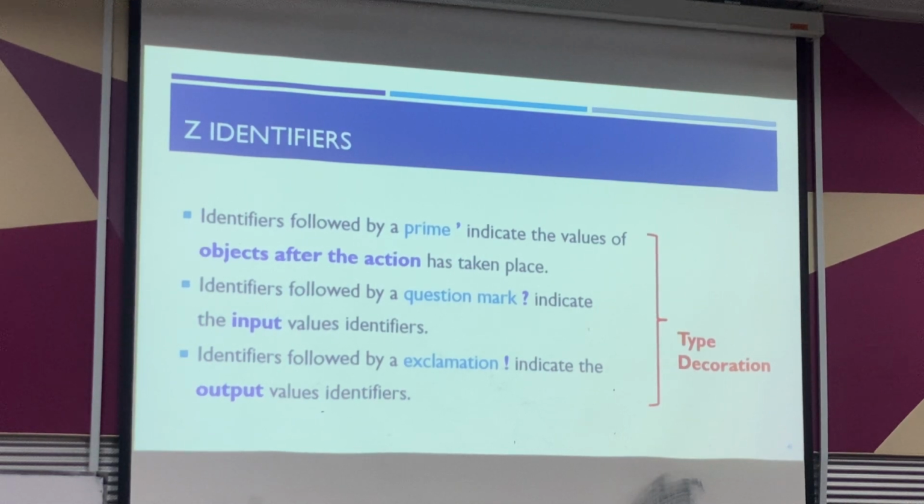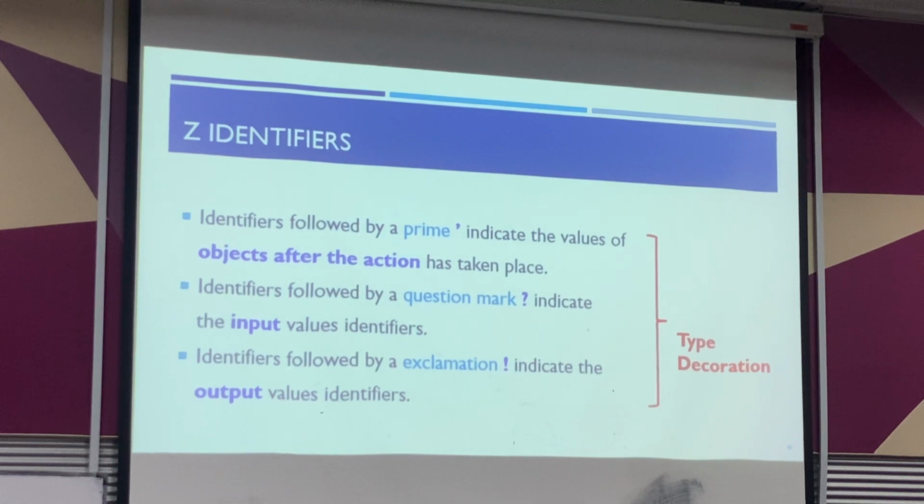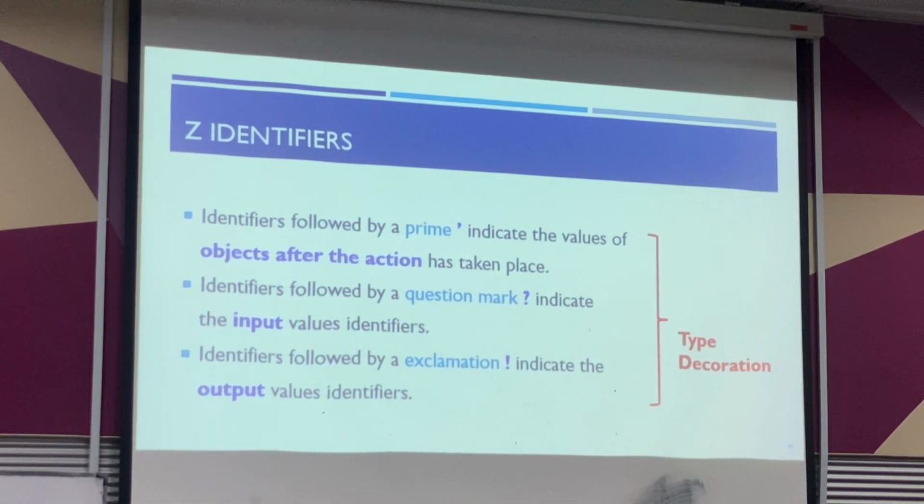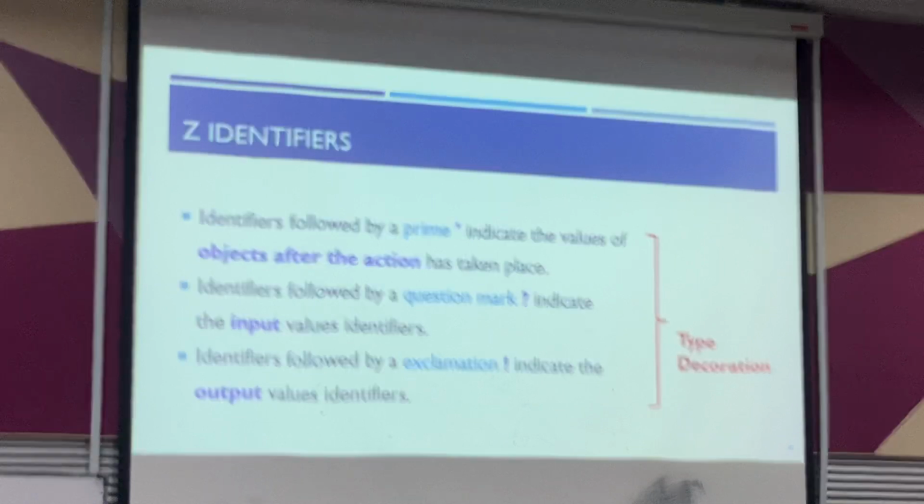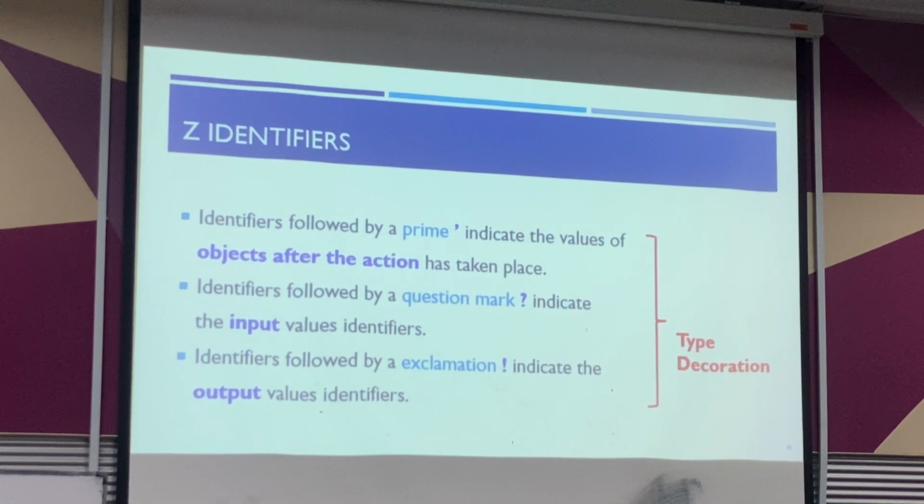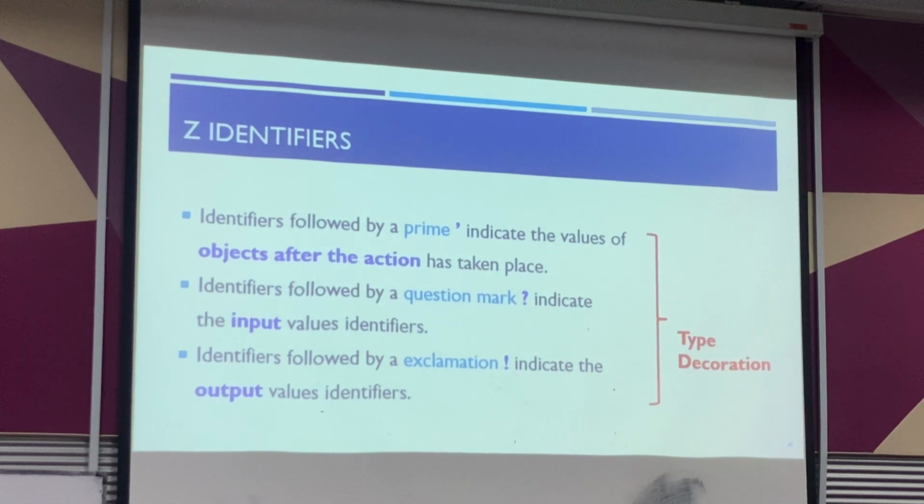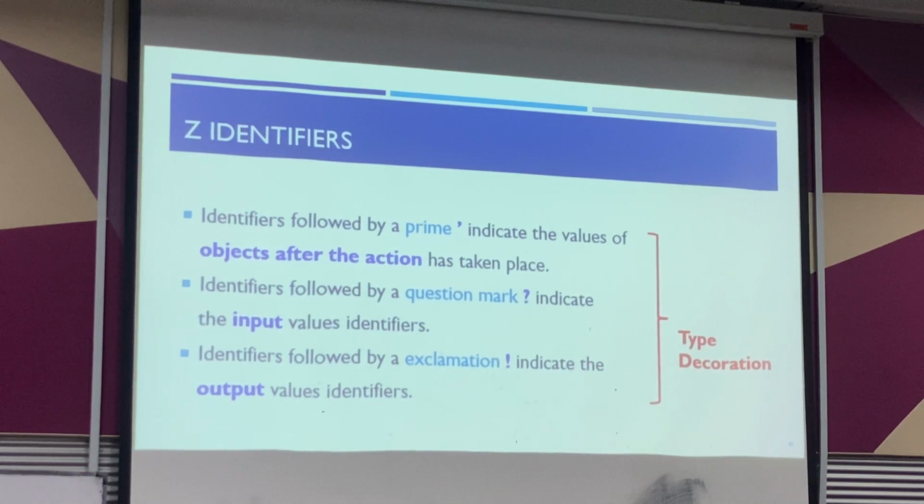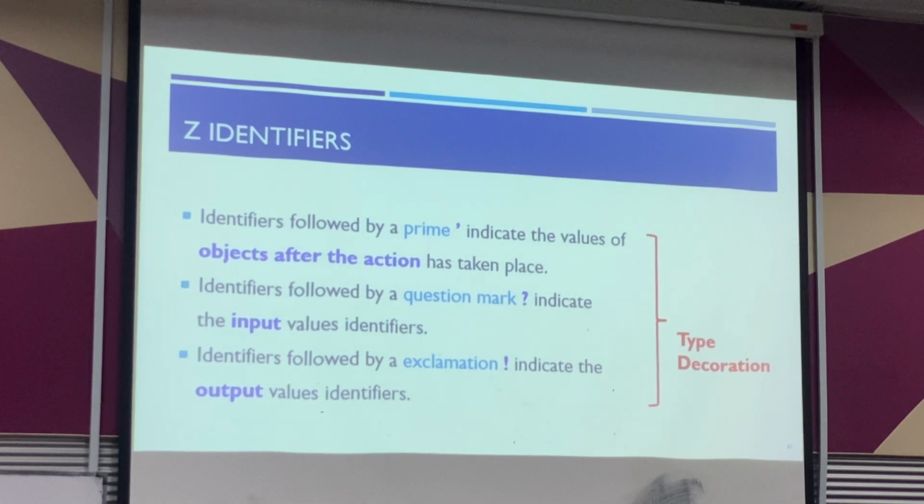If you have an exclamation mark, this is an output variable. So for example, some of you say, display the information on the screen. How to display the information? Using an exclamation mark variable. When you use an exclamation mark variable, it means that the data will be shown to the user. So these three symbols are special symbols used with our identifier to show something else.